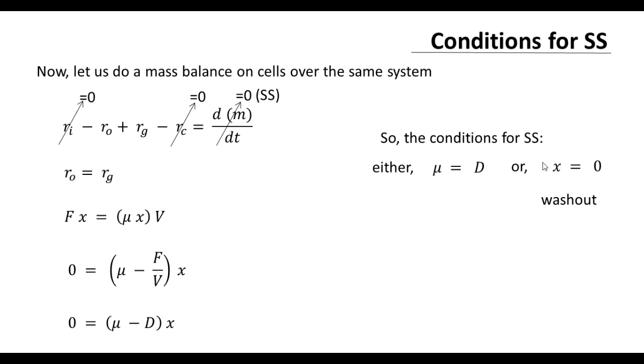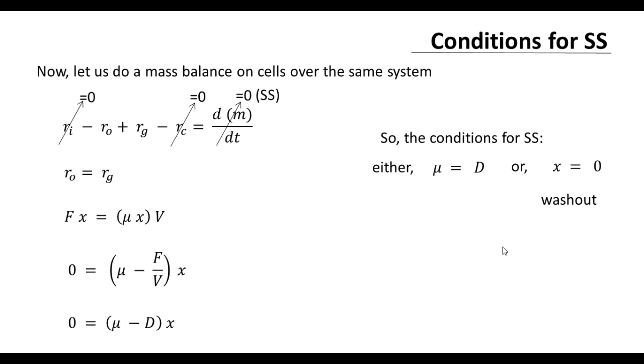What does x equals 0 mean? X is the cell concentration in the outlet stream. When x equals 0, there are no cells coming out in the outlet stream, which is called a washout condition. It can actually happen in the case of a chemostat operation.